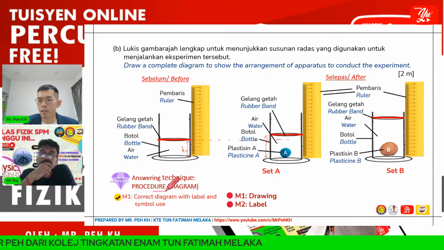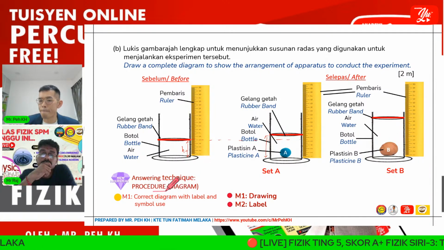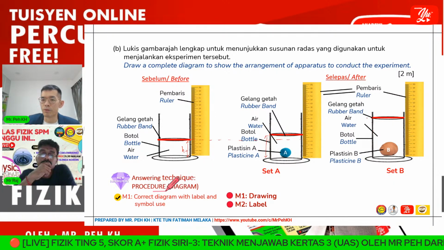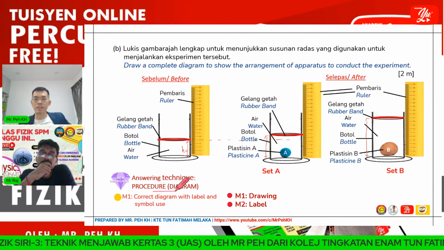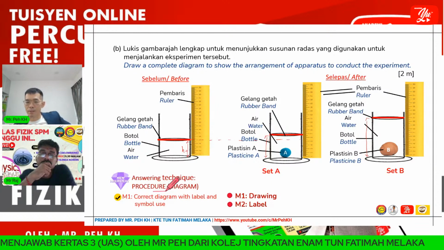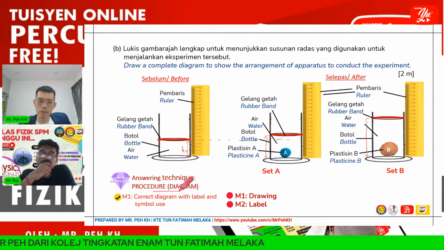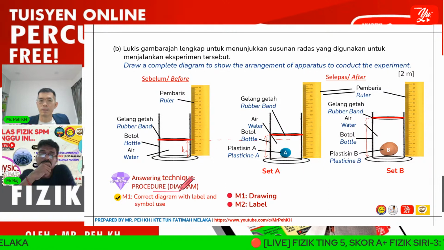Okay, and then another set, B, will be placed with the bigger size of plasticine. You can see the water level increase is higher, or we can say the water displaced is more as the mass of the object increases here. So the distribution of marks will be drawing 1 mark and labelling 1 mark.